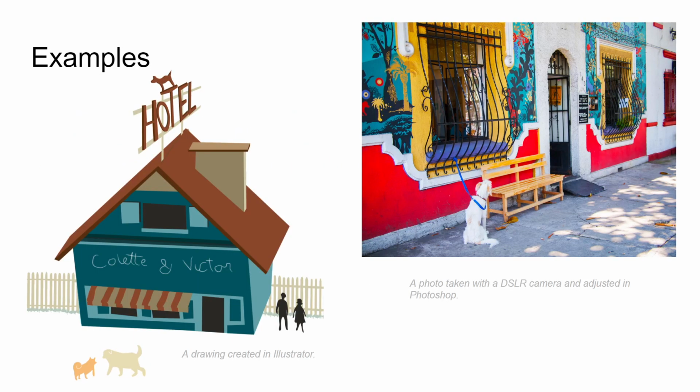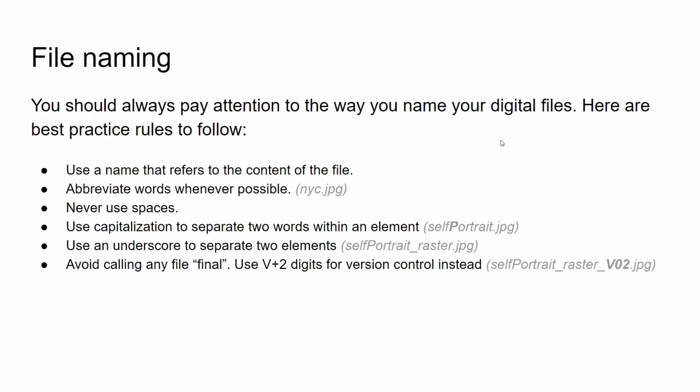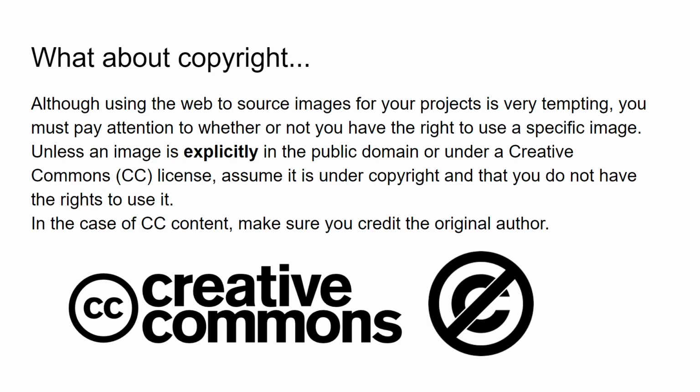Here we can see a couple representative examples. On the left, a drawing created in Illustrator. You see these clear straight lines and blocks of color. On the right, an image taken with a camera has lots of little different colors and different details. We're going to go over this when we actually save our images, so we don't really need to talk about this right now. Same thing here. We want to be able to name our files correctly, but I'll talk about this a lot later.